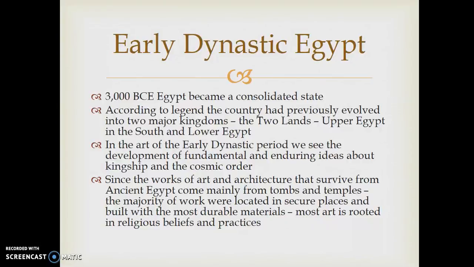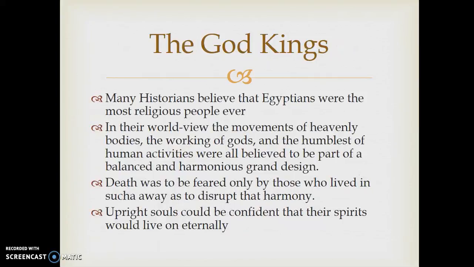So I just talked about them becoming a consolidated state, and the artwork is going to look a lot like Mesopotamian artwork from this time period, and you can see why. Composite profile, the eyeliner like we saw in Mesopotamia, and the votive figures. An important thing to talk about is the god kings. We talked about this in Mesopotamia too, where they truly believed that their rulers had a direct link to their god. So basically the ruler was like a stand-in for the god.